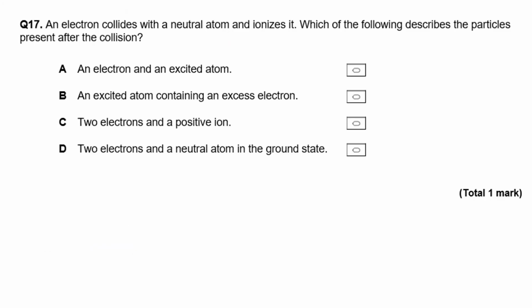Okay, so an electron collides with a neutral atom and ionizes it. Which of the following describes the particles present after the collision?